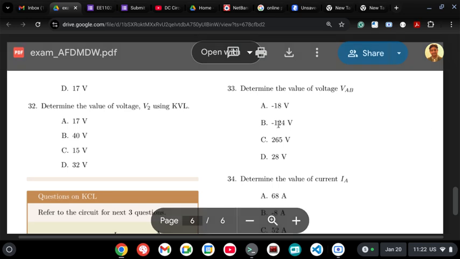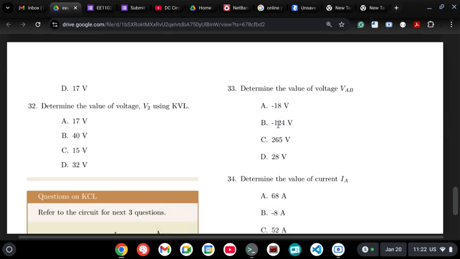Yes, it is there in the choices. So the answer is B, which is minus 124. Okay?